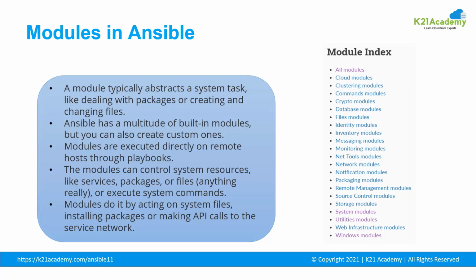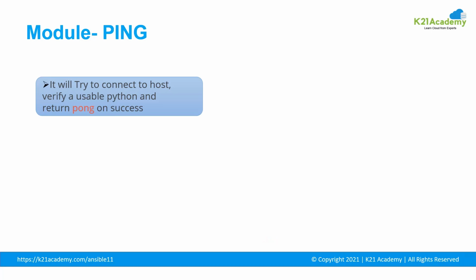A lot of things are possible as part of Ansible, and there are actually 450 plus modules available. And this is the module index. You can go to the Ansible documentation and search for modules, and depending upon your particular module, it has a lot of commands according to your needs. Now let us see the basic modules one by one.